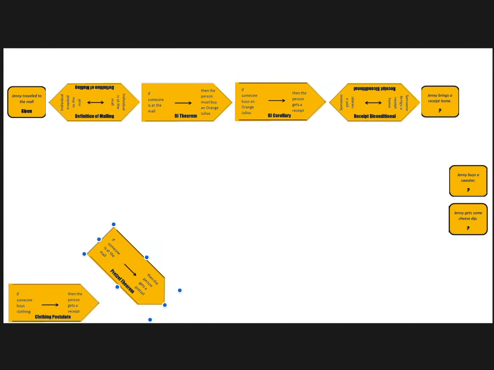Again, a funny little activity, but it's the type of thinking that we're going to be using this chapter.